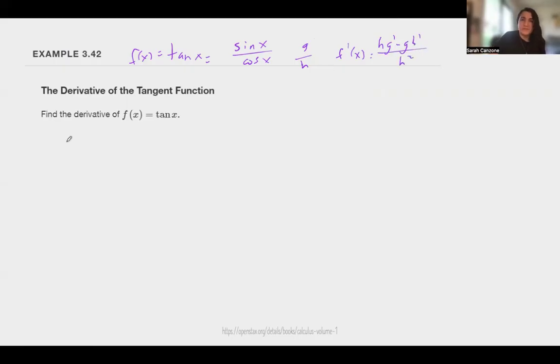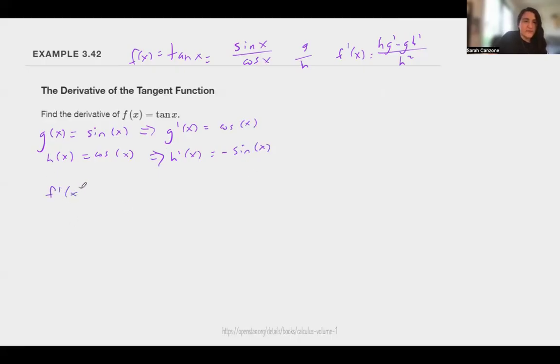So let's go ahead and set up those. We have g of x equals sine of x, and we have h of x equals cosine of x. So that tells us we can find the derivatives. G prime of x, well, the sine derivative is going to be plain old cosine, which is positive. And when you take the derivative of cosine, that is negative sine of x. Now we can plug in.